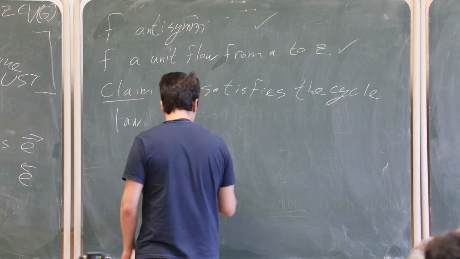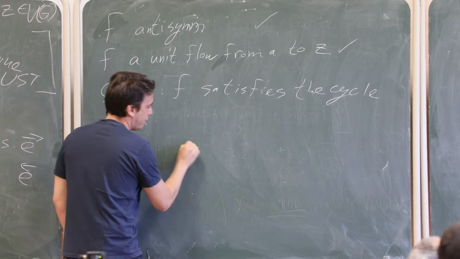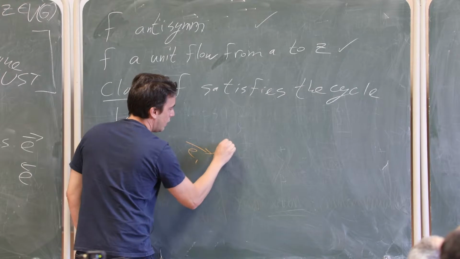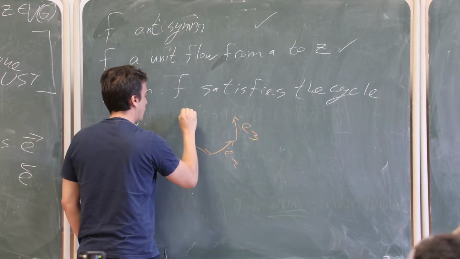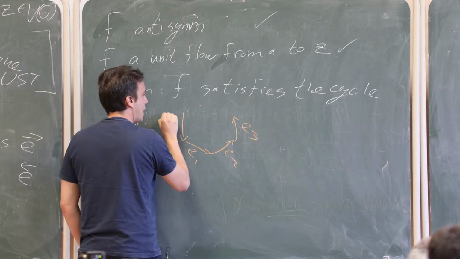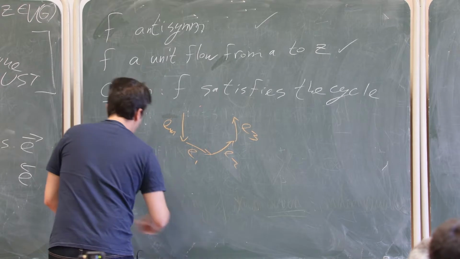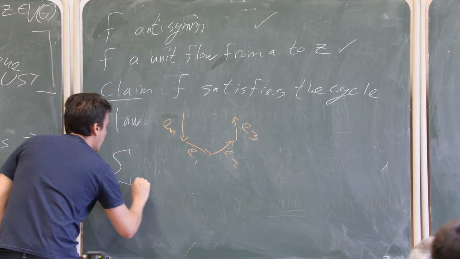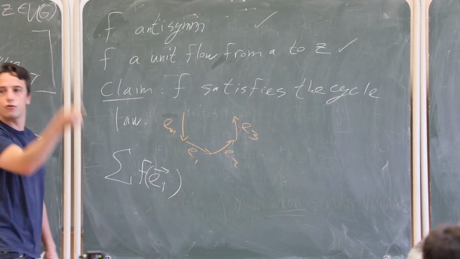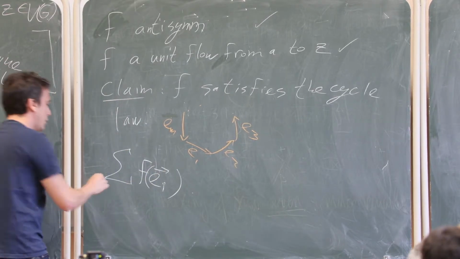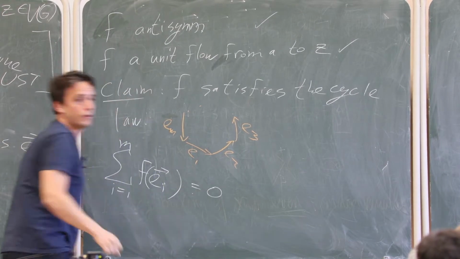Right? Meaning that if I have any directed cycle in my graph, E1, E2, E3, up to EM, and these are all directed, then the sum of F of EI in the direction of the path, in the direction of the cycle, I from 1 to M, is 0.